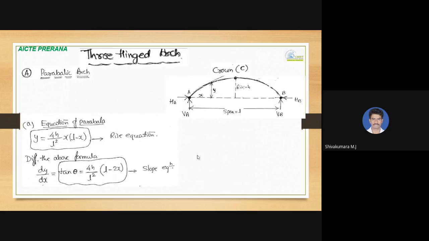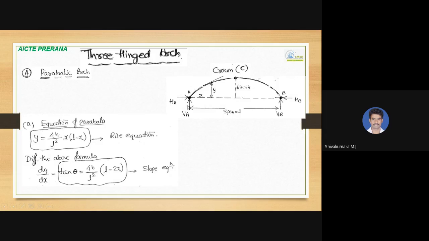Now you come to another type of structure, that is a three-hinged arch. How to analyze a three-hinged arch? Basically, as I initially said, it is a statically determinate structure. This is the geometry with the different parts: the span is the distance between A and B, the vertical height at midspan is the rise, and the peak point is the crown, named C.